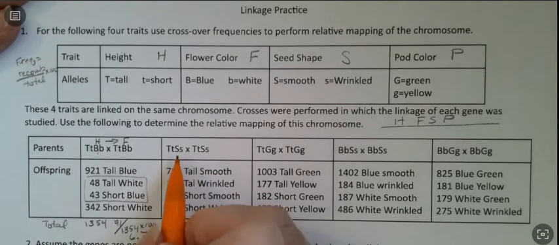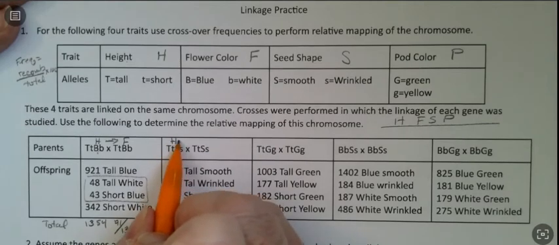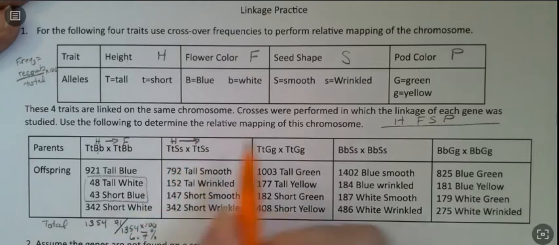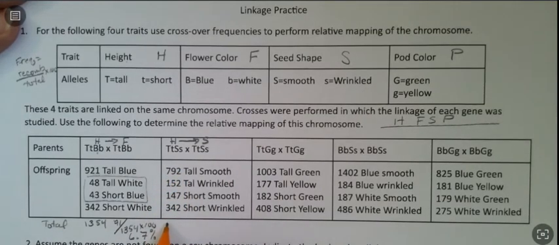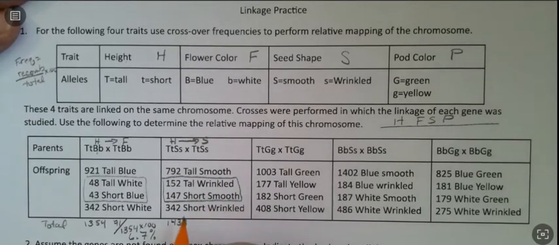I look at the next one, the distance from height to seed shape, the S's. I add them up and find my total, 1,433. My recombinants are the two smallest values, and their total is 299. I divide that by 1,433 times 100, and that again gives me 6.7%.